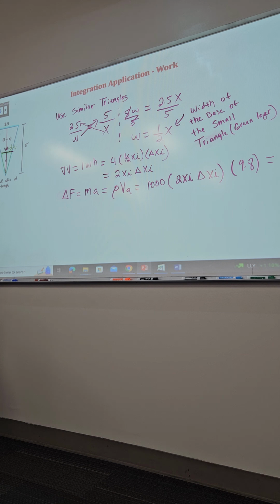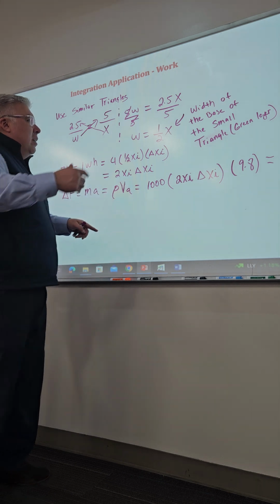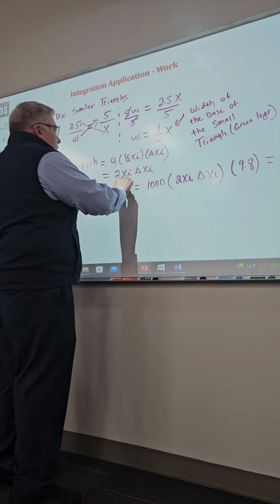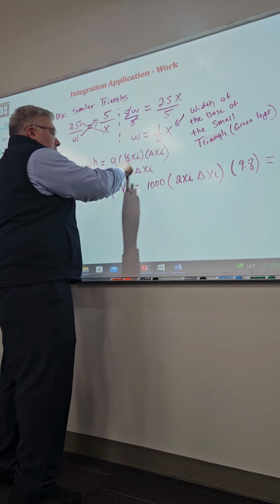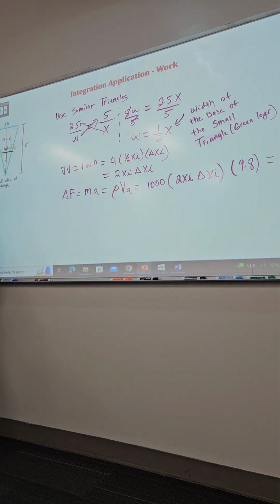But we have to do all that work to get the width of that green layer so we can find the what? Force, which is mass times acceleration. And because the mass is density times volume, we have to find the volume of that green layer by doing all this work here. Make sense? Okay. Now that we got the force, now we can find the work. We can set up the work. Make sense?